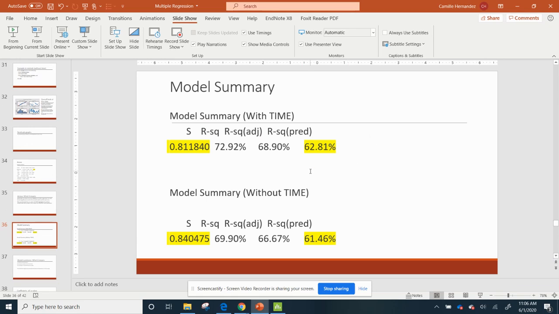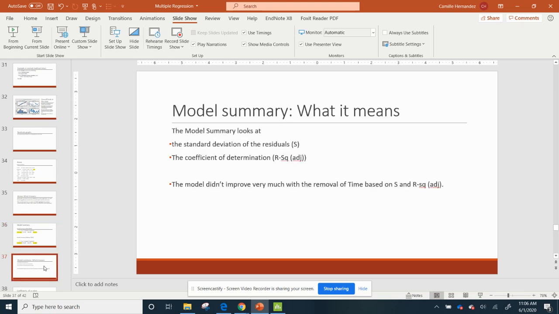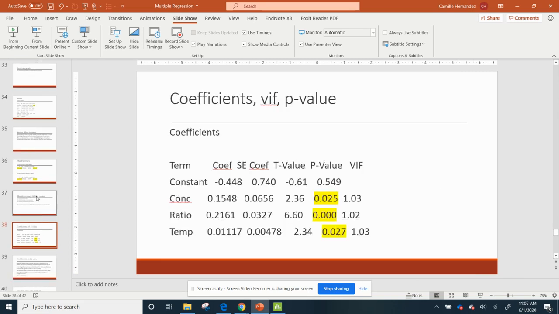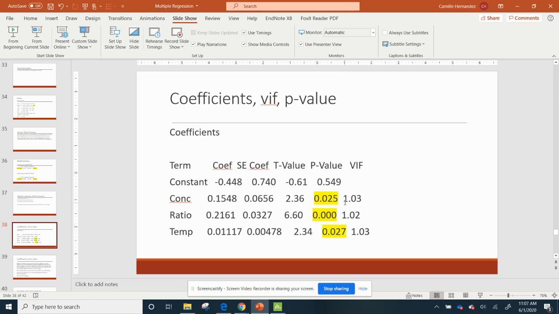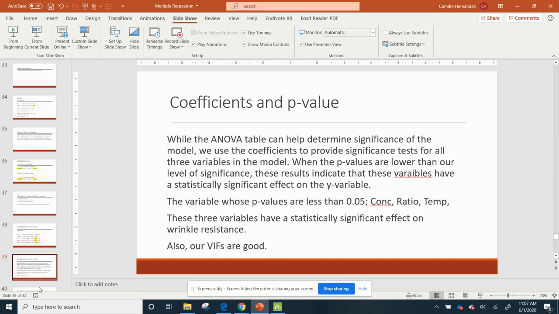Okay, so then the model summary. Remember, with time it was 62.81. Without time, it's 61.46. It hadn't really gotten any better. So maybe this is the best this model is going to be. So again, the model didn't improve much, but I still took it out just to look at it. All right, so let's keep going. Again, I looked at my p-values. They're good. Our VIFs were good too: 1, 1, and 1. So the VIFs are great.